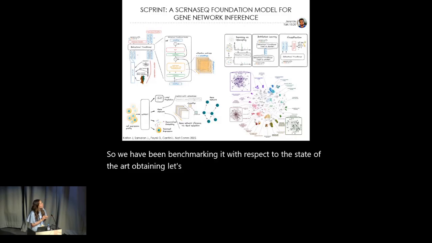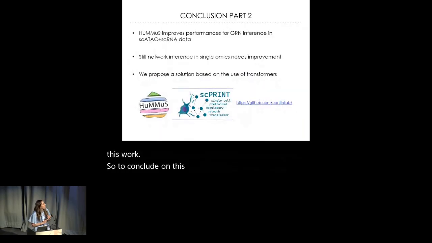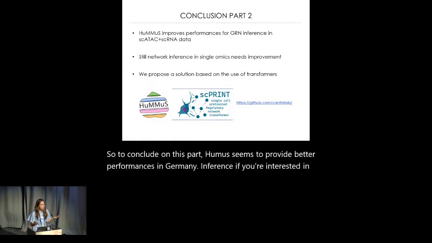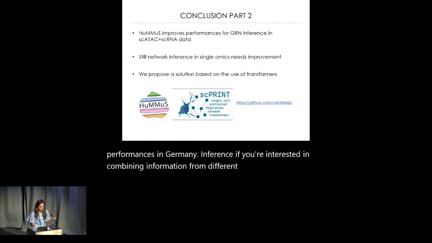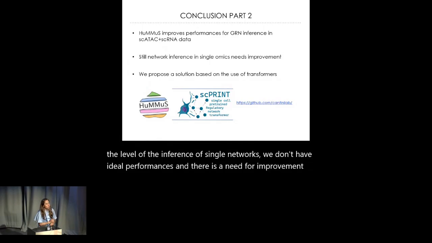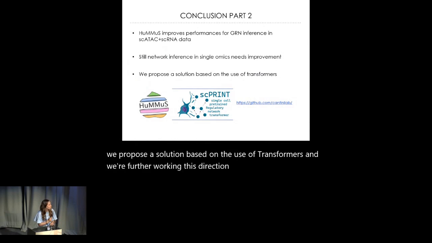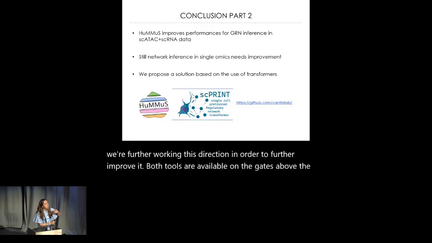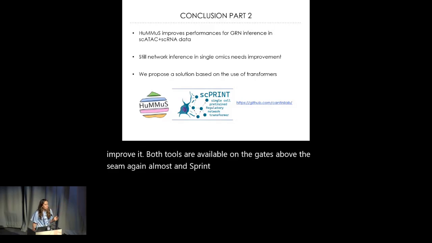So to conclude on this part, Humus seems to provide better performances in GRN inference if you are interested in combining information from different single-cell data modalities. Still, at the level of the inference of single networks, we don't have ideal performances, and there is a need for improvement. And we propose a solution based on the use of transformers, and we're further working in this direction in order to further improve it. Both tools are available on the GitHub of the team, Humus and Sprint, and they are well documented, and I invite you to test them out.